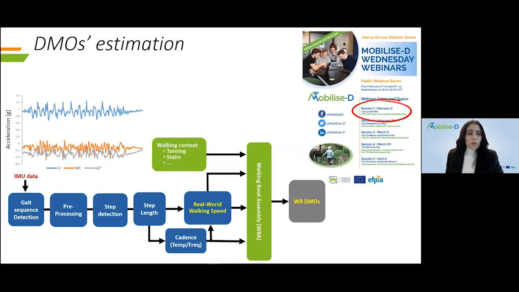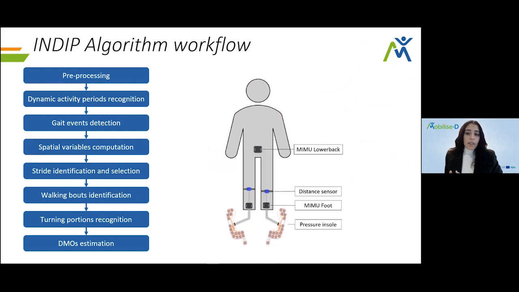And so starting from these signals, our aim was to extract the walking bout digital mobility outcomes, applying the same definitions used for the single sensor algorithm and also the same logical order, as already said by Tekla for what regards the SP system. In light of this, the HINDIP algorithms were developed according to the here presented flowchart.